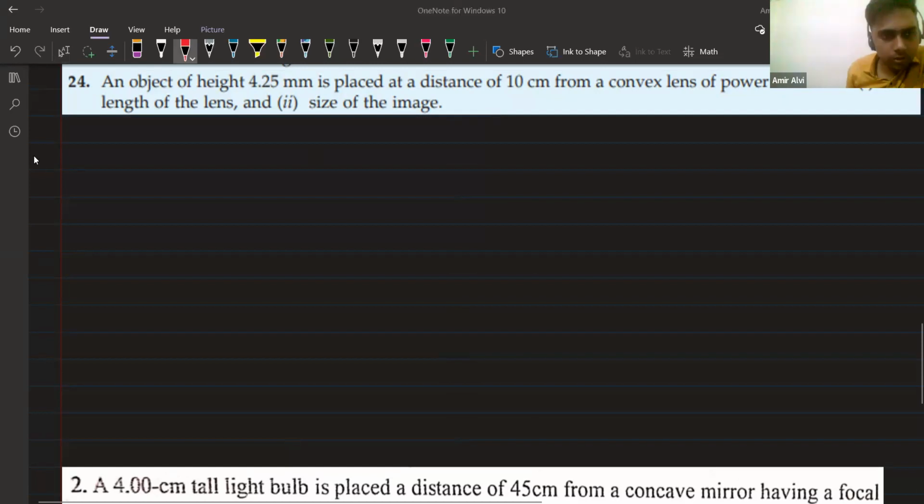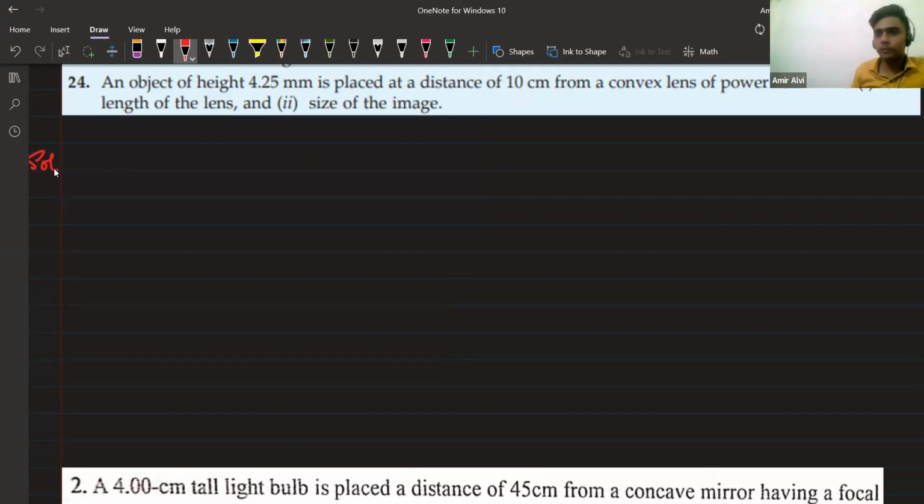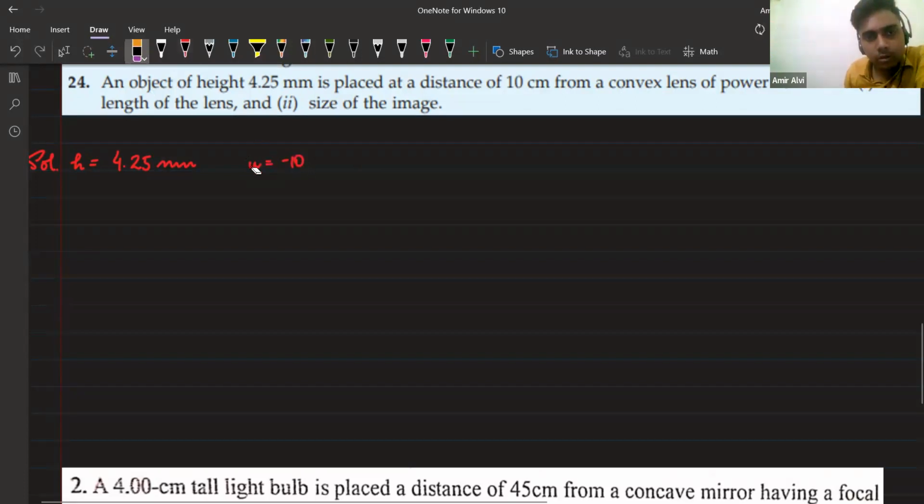ठीक है Mariam. So, okay, height of the object is given to you as 4.25 mm, right? So height of the object is 4.25 mm, placed at a distance of 10 centimeter from the convex lens. So u would be equals to minus 10 centimeter. Yes or no, everyone? अच्छा पहले इसको convert कर लेते हैं, because as you can see this is given in mm. To convert this into centimeter I have to divide this by 10, so this would become 0.425 centimeter.